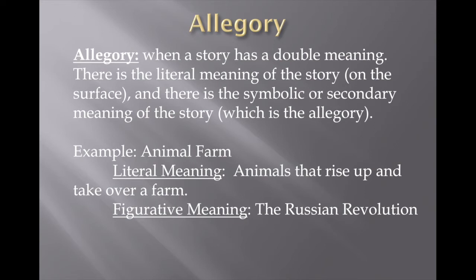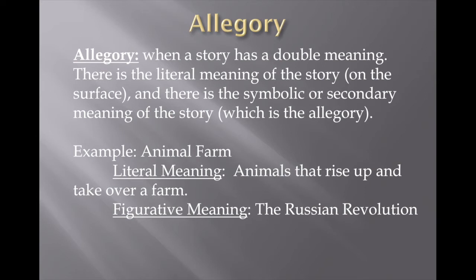It's kind of like symbolism in a way. We did not study Animal Farm this year, but Animal Farm is a great example of an allegory. So literally when you read Animal Farm on the surface, it's about animals that rise up and take over a farm, animals that can think and talk, and they rise up and they overthrow the farmer, Farmer Jones, and they take over the farm. That's what the story seems to be about. It almost seems like it's a children's story in a way.